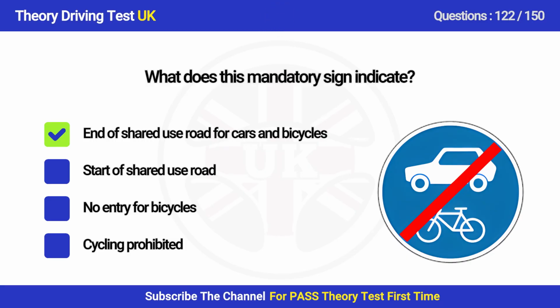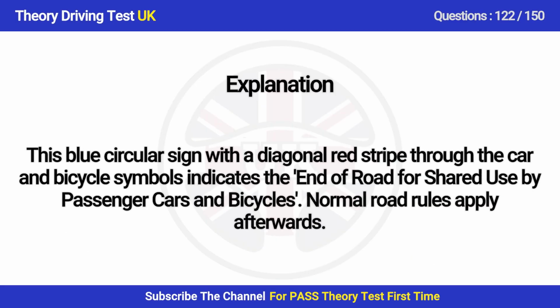Answer is A. End of shared use road for cars and bicycles. This blue circular sign with a diagonal red stripe through the car and bicycle symbols indicates the end of road for shared use by passenger cars and bicycles, and normal road rules apply afterwards.